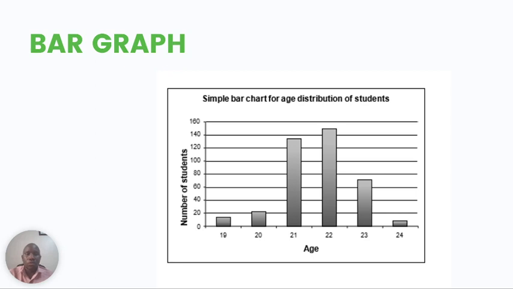So we move to the bar graph. The bar graph is actually used to show categorical data. For example, here is a simple bar graph, what you can call a simple bar chart, for age distribution for different students.